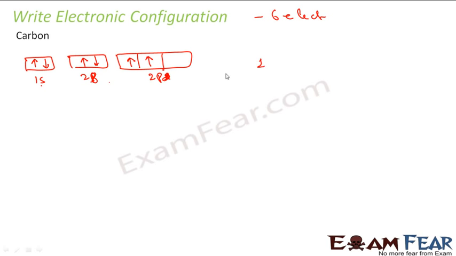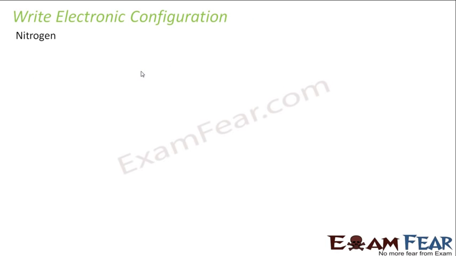I can also write this as: 1s has how many electrons? 2 electrons. 2s has how many electrons? 2 electrons. And 2p has how many electrons? 2 electrons. So both are correct. But this gives a clear picture. This gives the actual place where the electrons are, right? Let's take nitrogen. Nitrogen has 7 electrons.